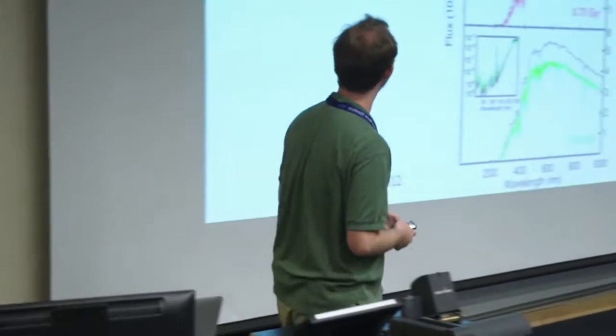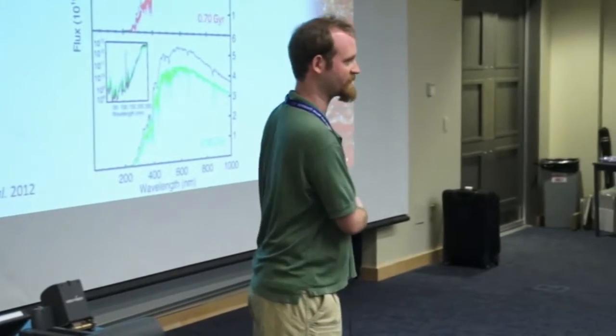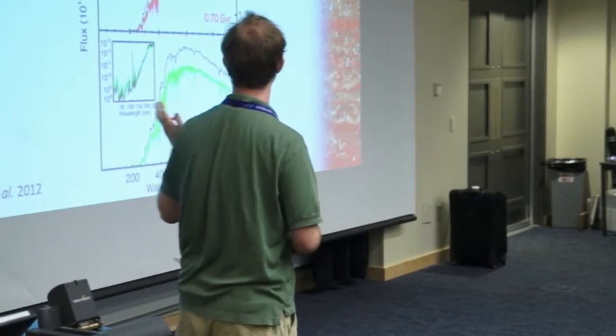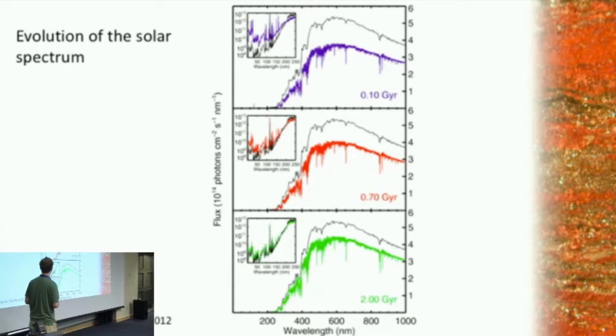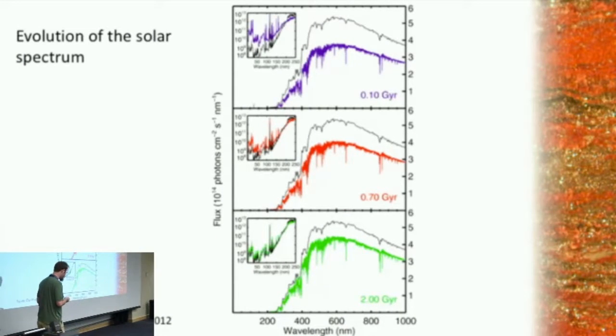There we go. So here is the evolution of the solar spectrum. And while the solar simulator didn't take this into account, I actually took this into account in my models, but the sun was 20, 25, 30% fainter early in its history. So this is photon flux, and the black is the modern spectrum, and then these are different ages for the sun. So 100 million years, 700 million years, and 2 billion years old.